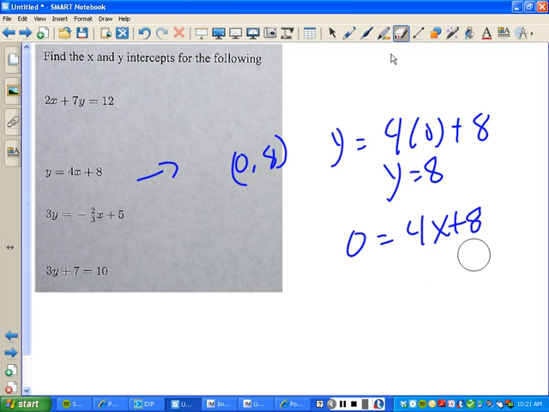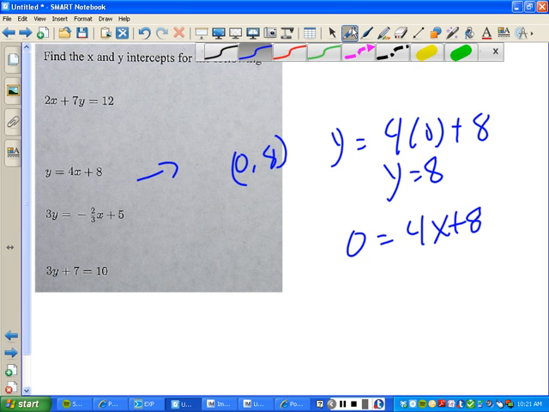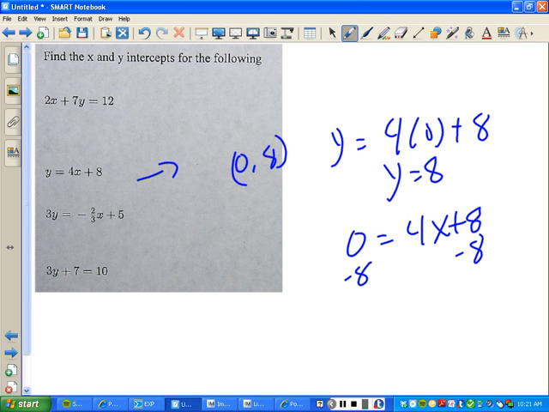Subtract the 8. Subtract the 8. Negative 8 equals 4x. Divide by 4, divide by 4. X is negative 2. So for this one, you have the x-intercept is (-2, 0). The y-intercept is (0, 8).